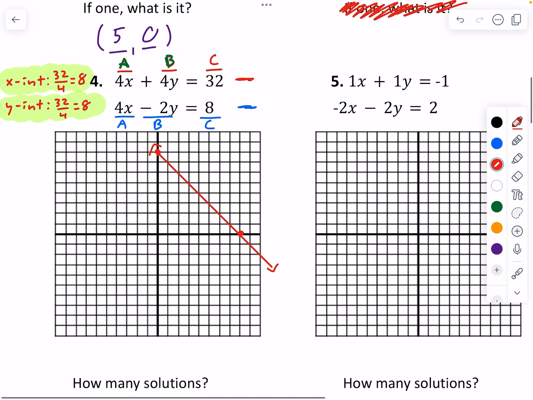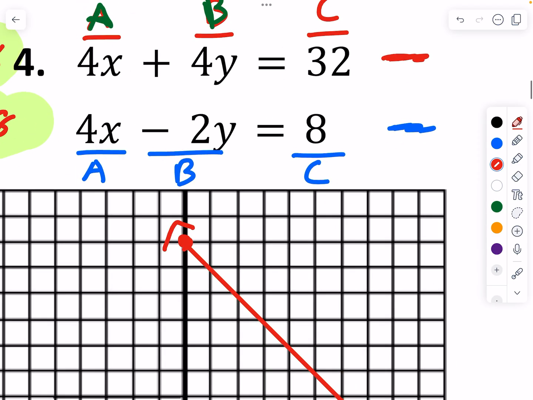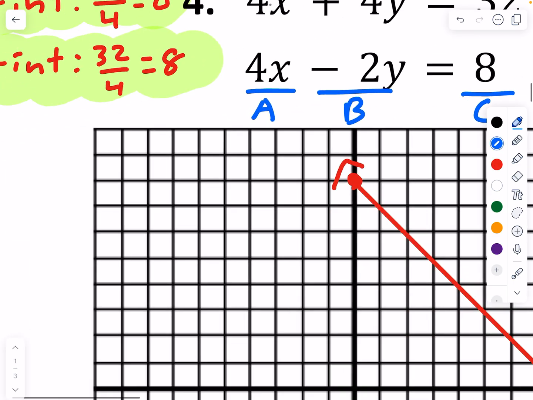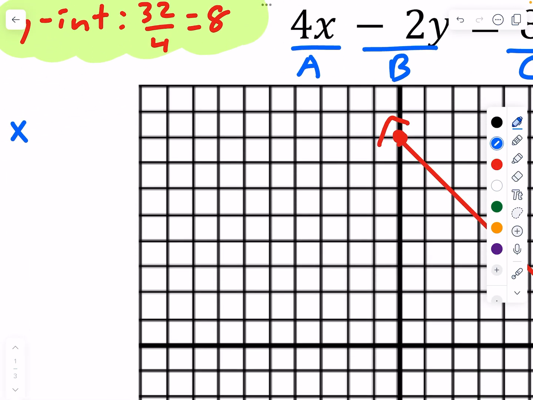Now I will have to do the same thing on the bottom with my blue. So we'll start with my x-intercept.